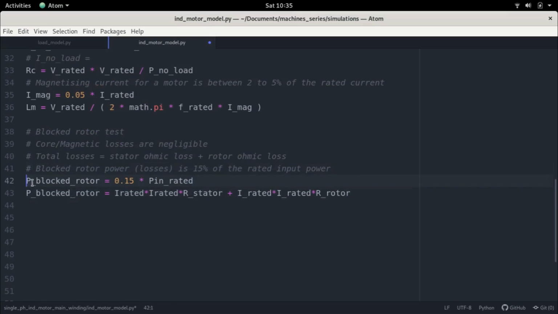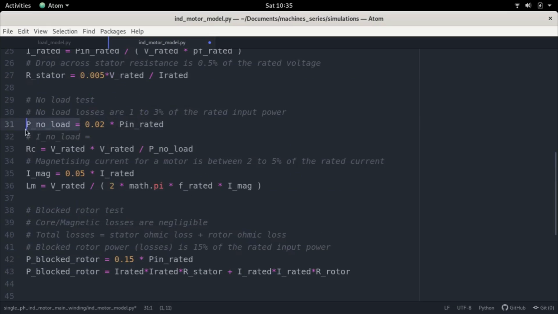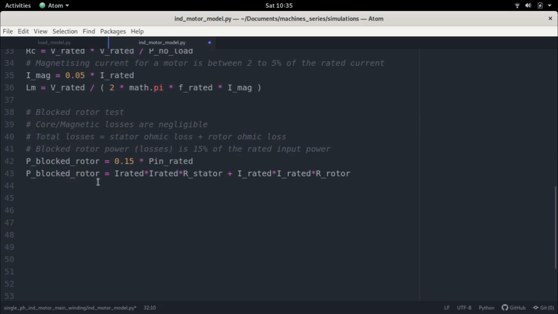This is an assumption. If you are actually performing the blocked rotor test in a laboratory, you can measure this. You can measure this using a wattmeter or using a multimeter or using an oscilloscope or using any other kind of meter that measures power. But this is something you can measure if you're physically performing the test, just like you can measure the no load power losses. So what this means is we can calculate using this.